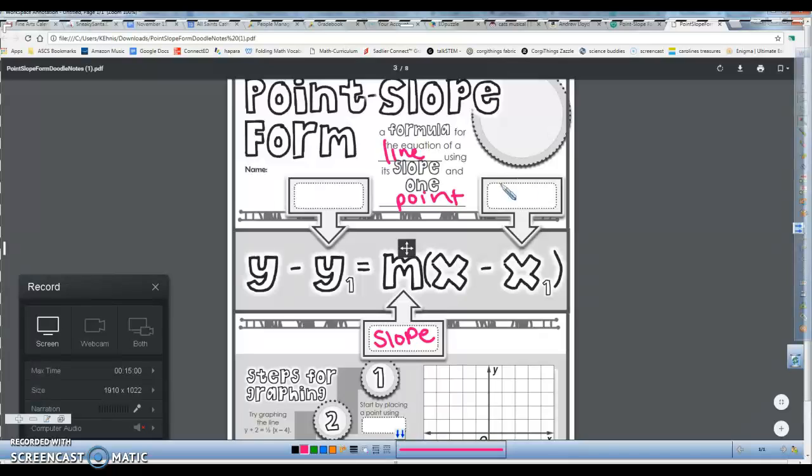And then our point should be written in the form x comma y. And so this would be our x coordinate, and this is our y coordinate. Okay, and this, whatever point they give us, okay? And our form then is y minus y1, the point that we are going to plug in, equals m, slope, times the quantity x minus x1.